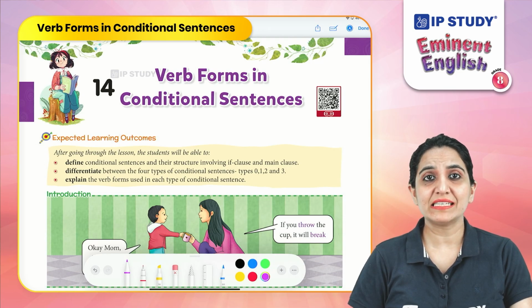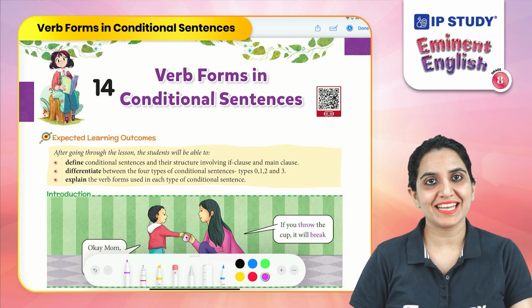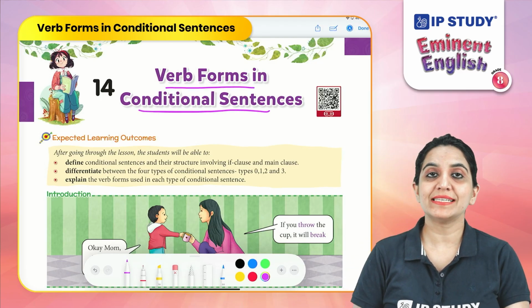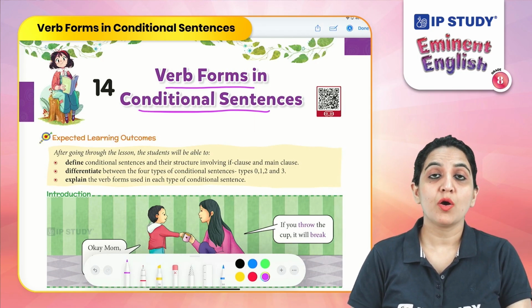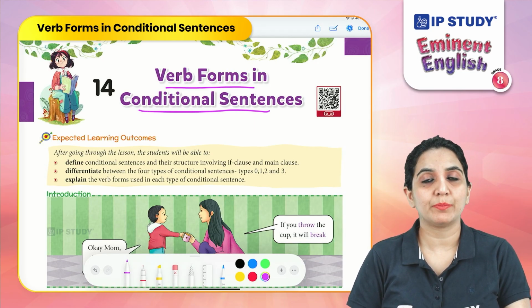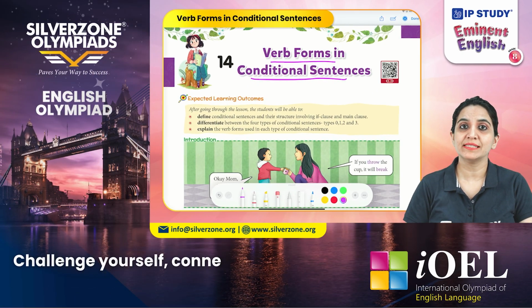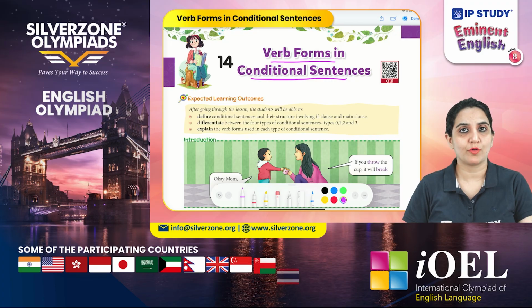Today we will discuss the 14th chapter of Grade 8 English Grammar, and our topic is Verb Forms in Conditional Sentences. Conditional sentences talk about if something happens, what will or could happen as a result. There are 4 types of conditional sentences, and each of these types has its own verb forms.